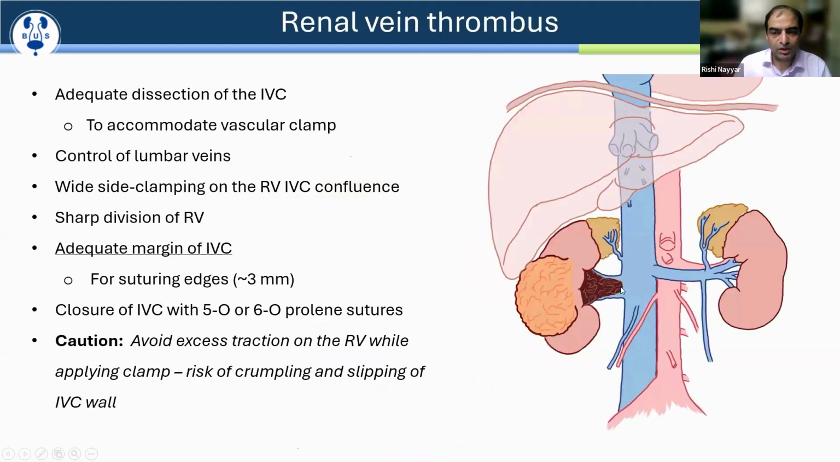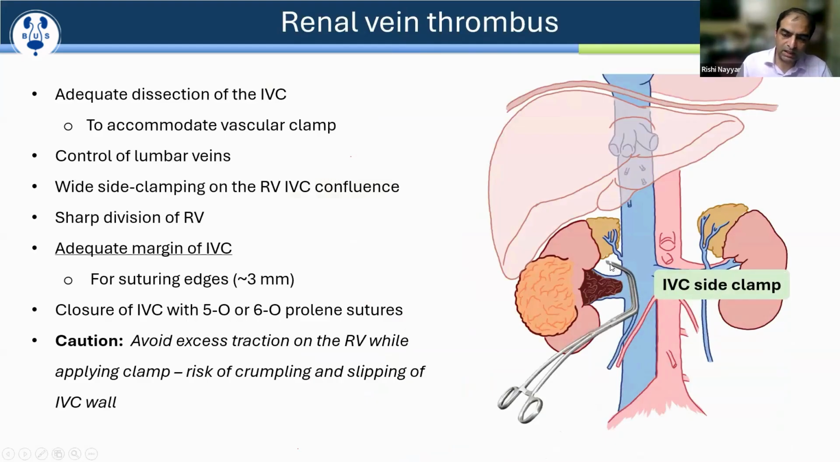So for the level 1 thrombus, what is to be done is we have to apply the IVC clamp. A side clamp is to be applied. While applying the clamp, what is important is do not apply the clamp while keeping traction on the tumor. Because if you apply the clamp very close nearby and the traction is there, then once the venotomy is given, there is a tendency for the venous wall to retract back, and there may be a significant bleed trying to work around those retracted walls.